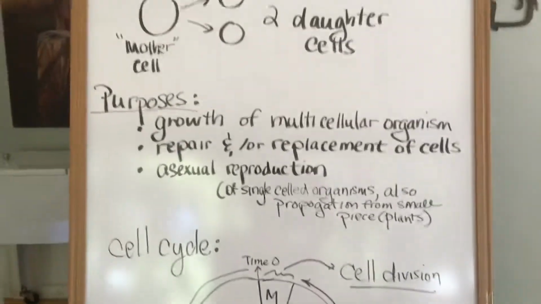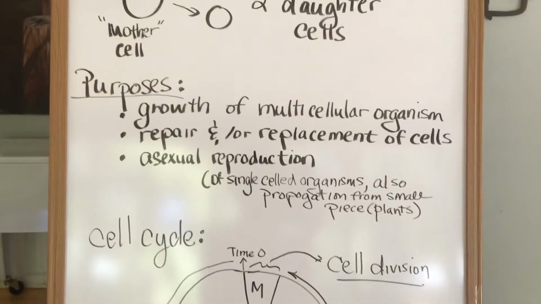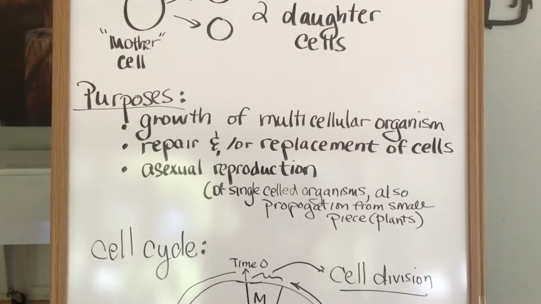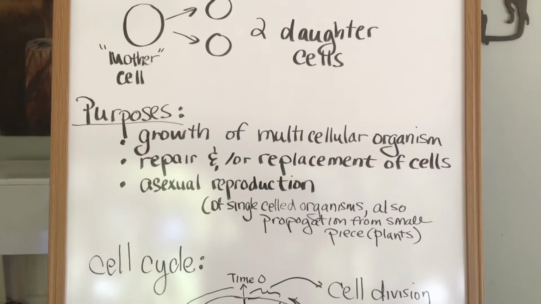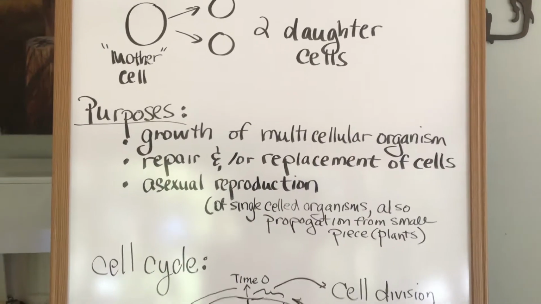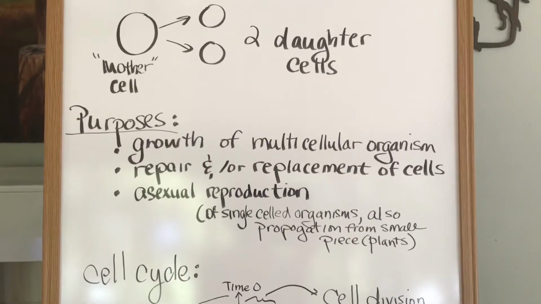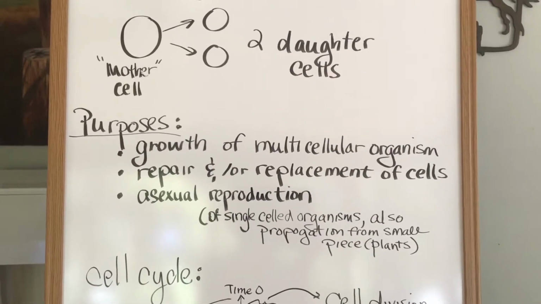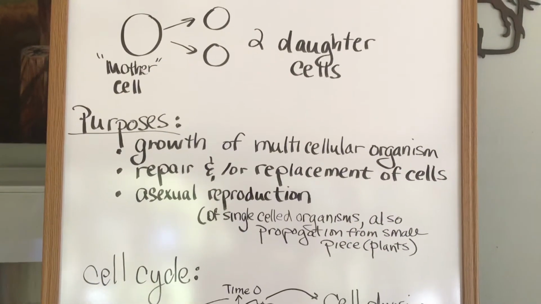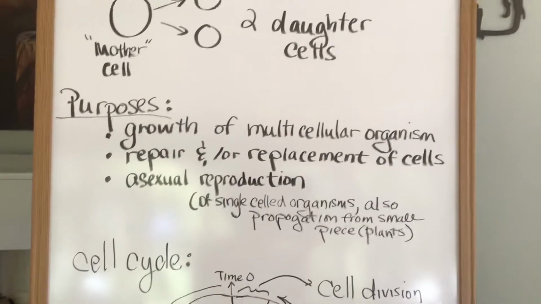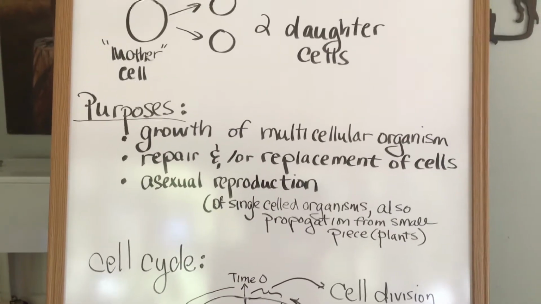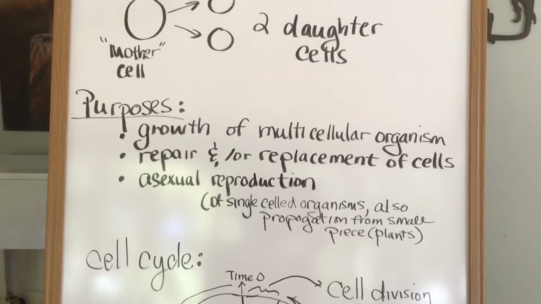All right, so the next thing is the purposes of mitosis. So the purposes in a multicellular organism are mainly growth. So you start off as a single cell that was created by your mom and dad's egg and sperm, and that is called a zygote. And that zygote grows into you, the organism that you are, through this cellular process of mitosis. The other thing is repair or replacement of cells that either die or get damaged. And then the last thing is asexual reproduction.